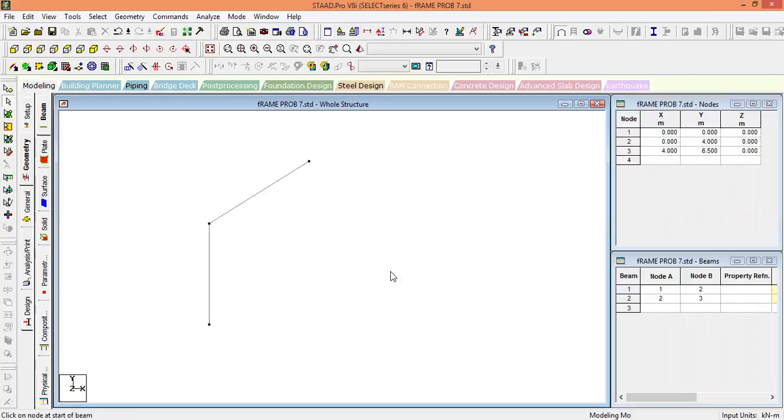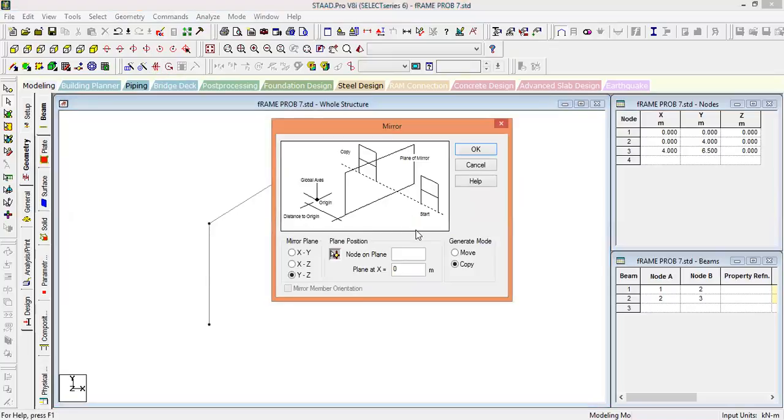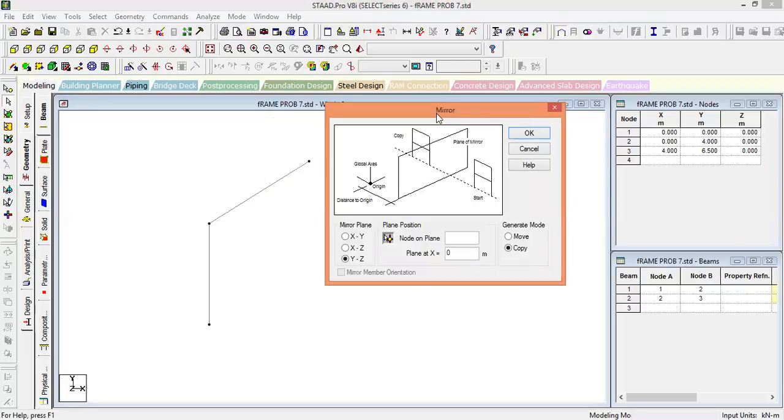Now the other side is the mirror image of this, correct? So how to mirror the left-hand part? You see here we have one command, generate mirror. Whenever you want to mirror a frame which is symmetric, you can go to generate mirror.